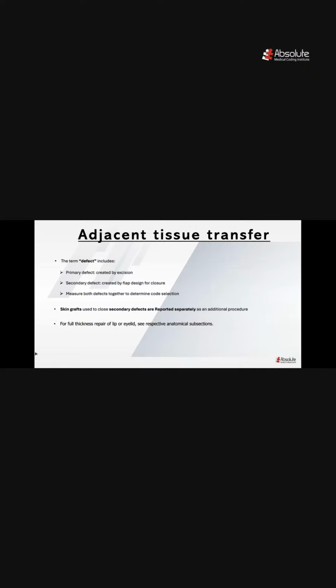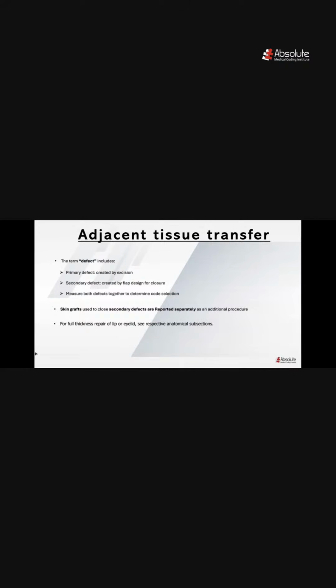So there are two types of defects. One is a primary defect. That's a wound created by the excision of a lesion. And we also have a secondary defect, and that is the area created by the flap design used to close a primary defect.